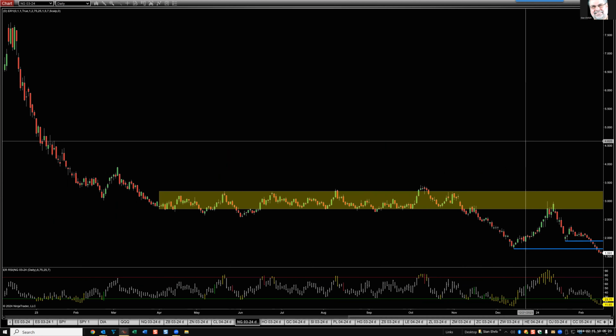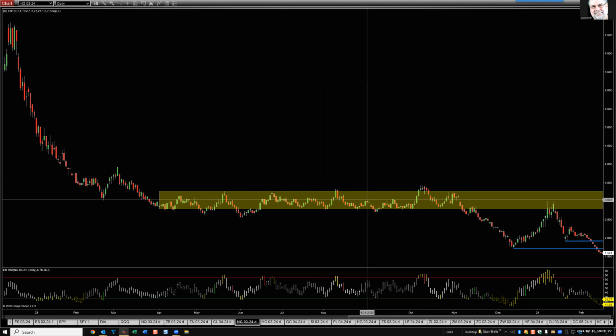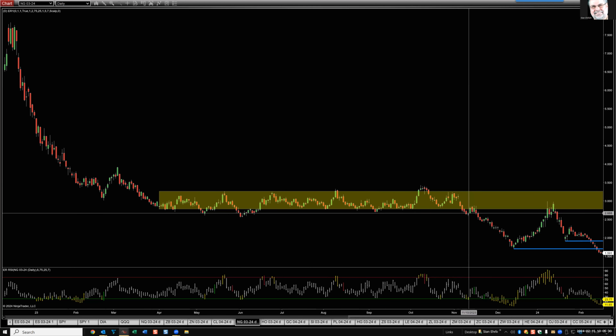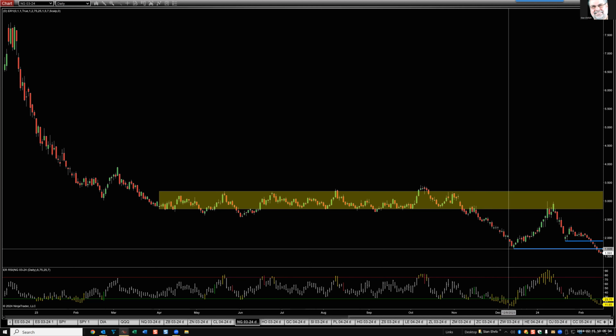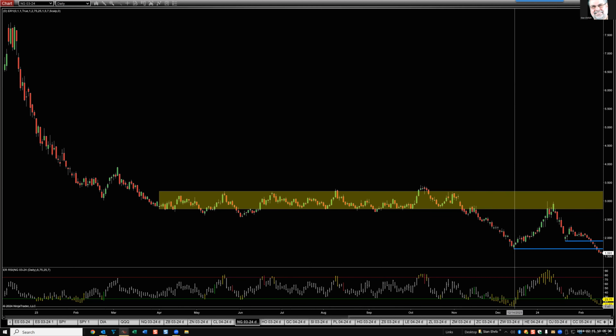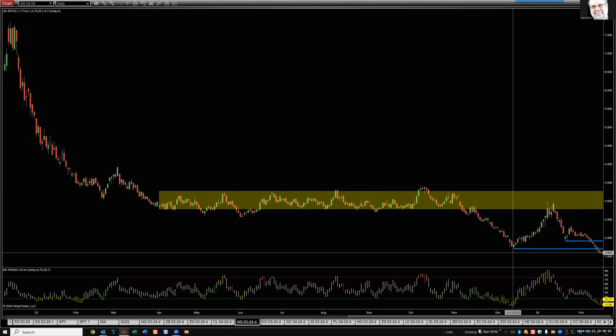Next chart. This natural gas went sideways forever. Finally broke out to the downside in November. Big move down, no surprise. Got very, very oversold with a 7.8, which is extremely oversold. Unfortunately, I did not get a green buy ER signal at the very bottom.